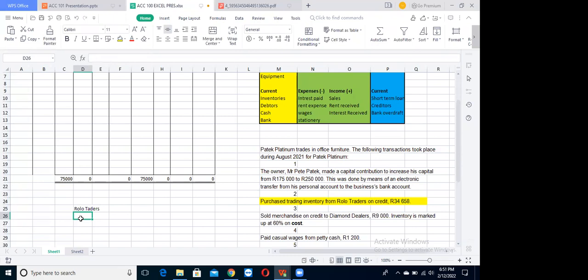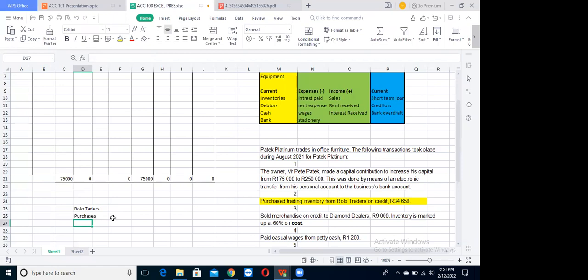But when we purchase inventory, when we buy goods for the purposes of reselling them, we call them purchases. So whenever you see we purchased something, it means we've got a purchases account. Of course, we've purchased inventory, but we term them purchases. So we've got purchases and Rollo Traders as our two accounts.